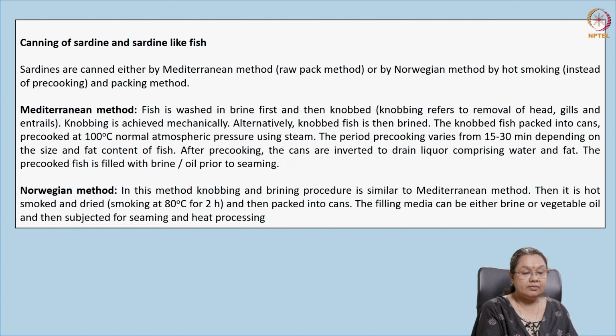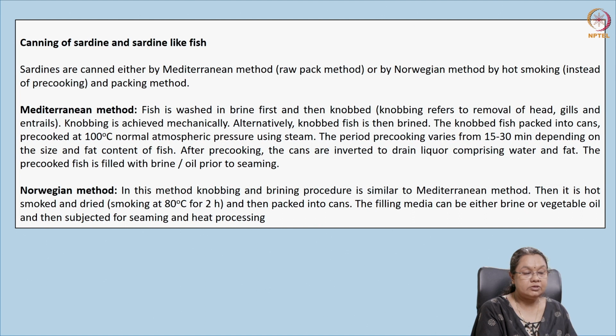It is put in the brine, and then it is packed in the can and cooked at 100 degrees centigrade at normal atmospheric pressure, using steam. Pre-cooking is done usually for 15 to 30 minutes, and then it is cut into small pieces. After pre-cooking, the cans are inverted to drain the liquor that comprises fat and water. The liquid part is removed in the Mediterranean method. In the Norwegian method, after knobbing and brining, both methods are similar to the Mediterranean method.